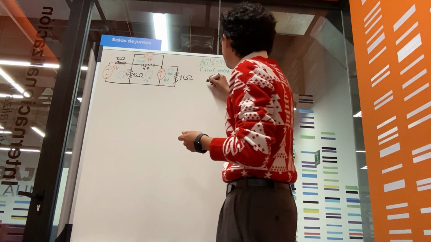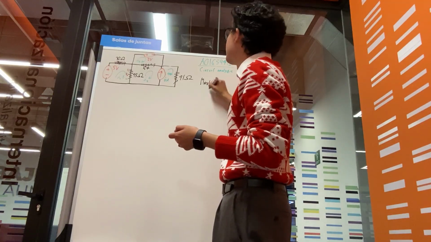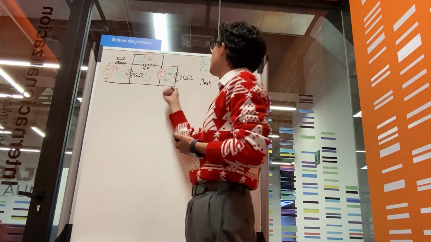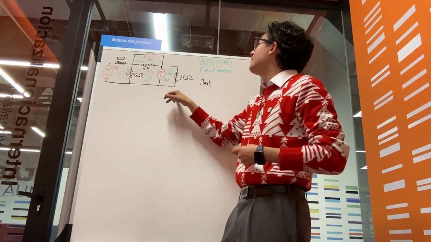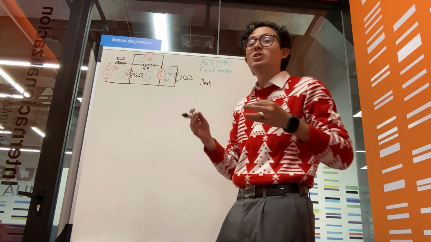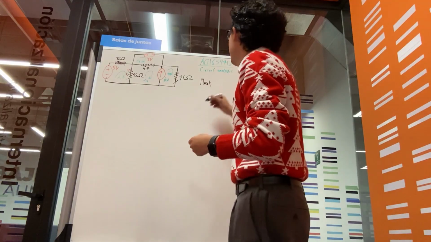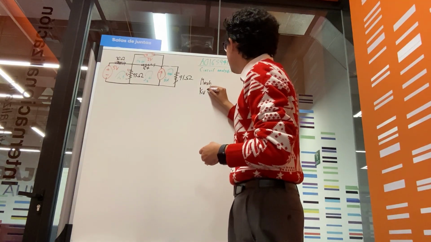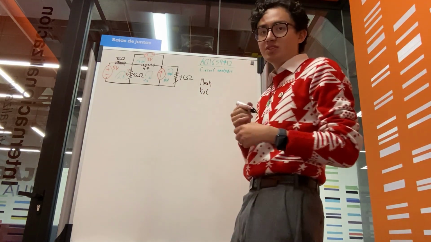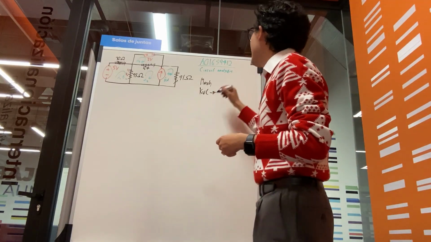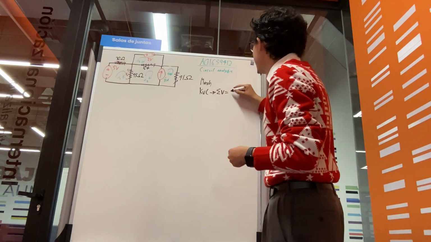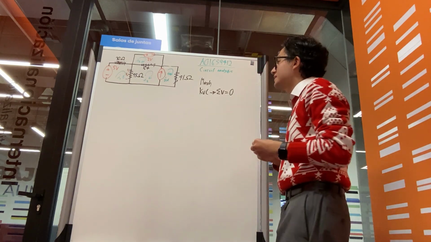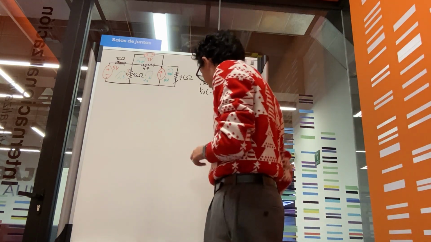To begin with, let's define some concepts. The first one is the mesh. The mesh is an enclosed loop, and in this circuit we have 4 meshes, each of which will have its own current. The second very important term is Kirchhoff's voltage law, which states that the sum of the voltages inside a mesh will be equal to 0. This is essential for circuit analysis later on.